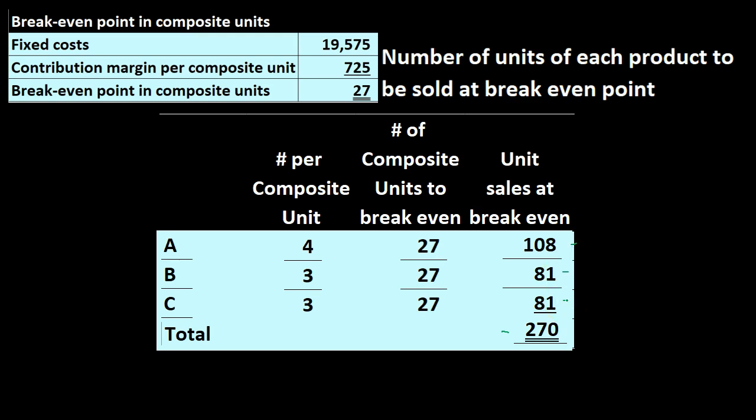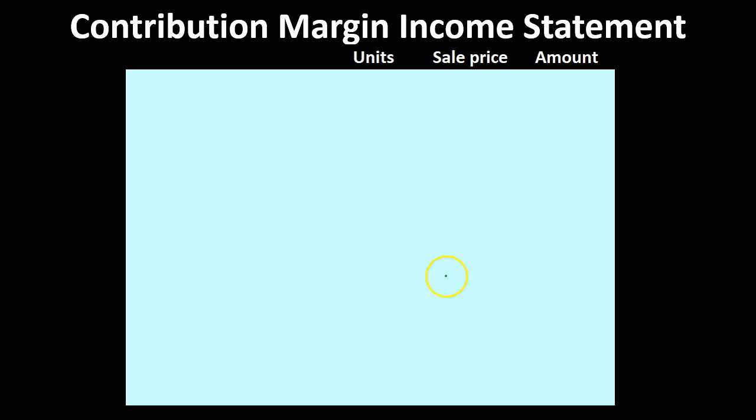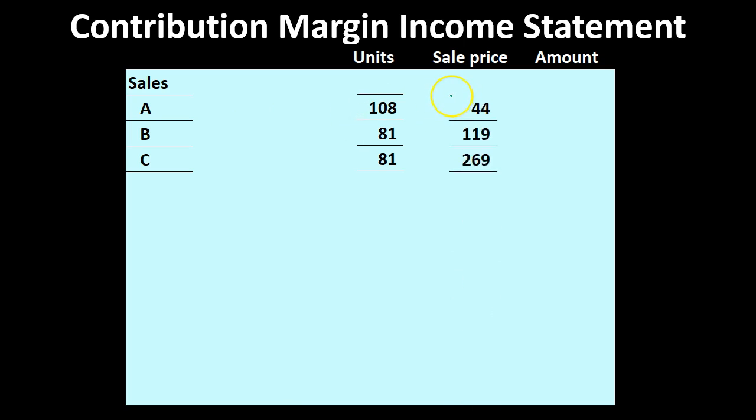Let's put this into a contribution margin worksheet, a contribution margin income statement, to test the break even. We expect the bottom line to be 0 because we're testing the break even amount at this point. So what we're going to do is take the sales and break the sales out between A, B, and C. We're going to take the units that will be sold, which we figured out to be 108, 81, and 81. The sales price, which was given in the problem, this is what they are sold for, not composite units, the actual sales price, the 44, the 119, and the 269.